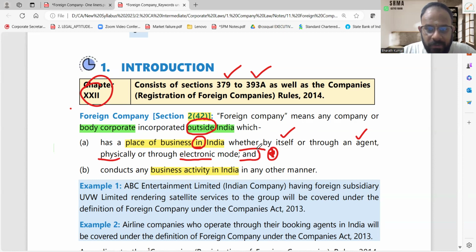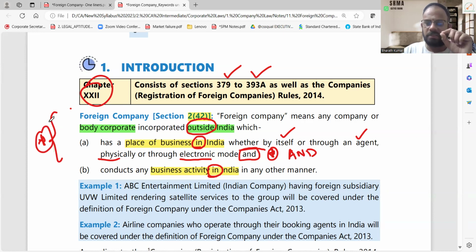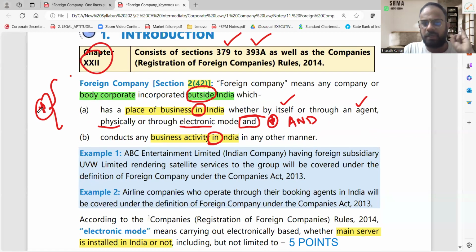Now you know electronic mode is important. And why I am giving this important? Because both should be satisfied. And conducts any business activity in India. Just place of business alone is not the point. Business activity also should be in India. That's all. This definition is going to be very crucial. It is under condition. So glance this, you should understand. So incorporated outside India, place of business in India, business activity in India. 3 points you should remember. If you remember this, you know what you are talking about.